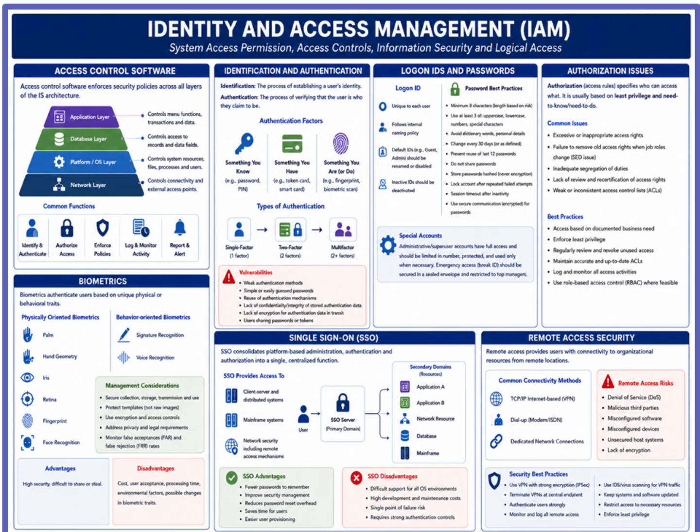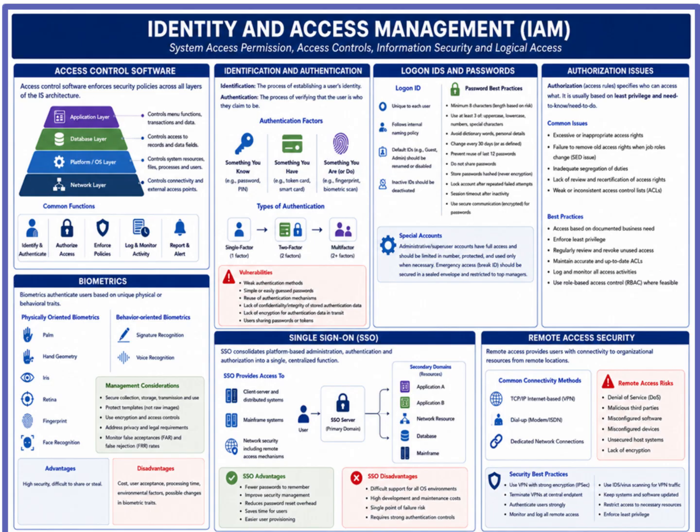IAM begins with identification and authentication. Users first identify themselves with a username or account, and then prove their identity using passwords, tokens, smart cards, or biometrics such as fingerprints or facial recognition. Modern organizations commonly use multi-factor authentication to strengthen security by combining multiple authentication methods.